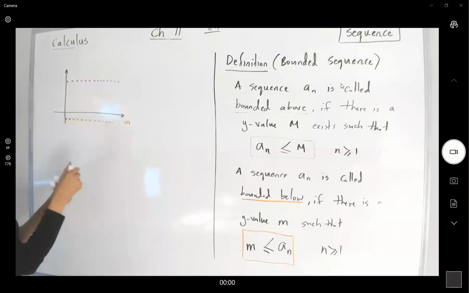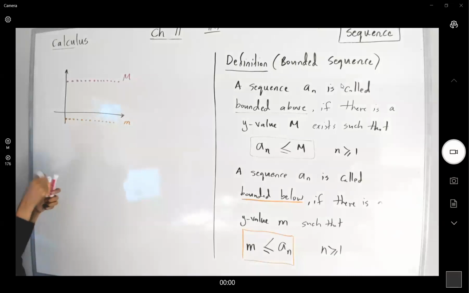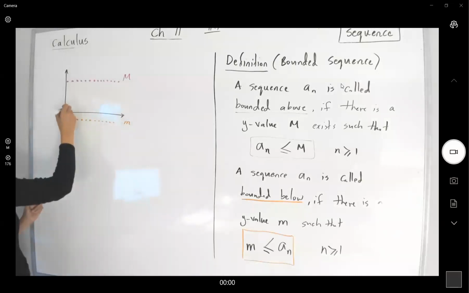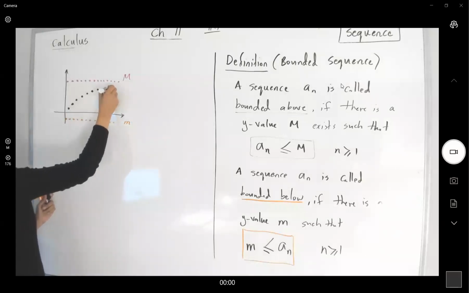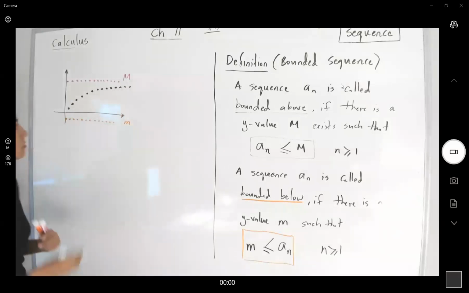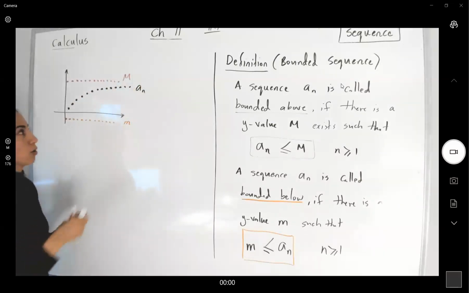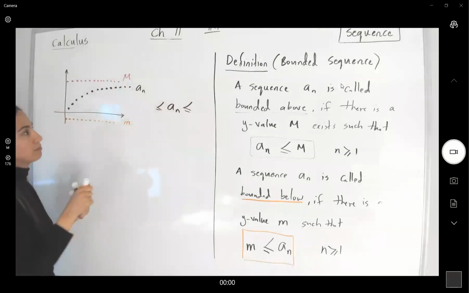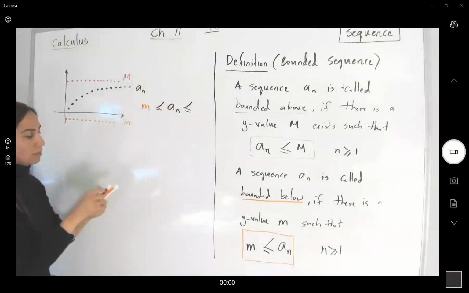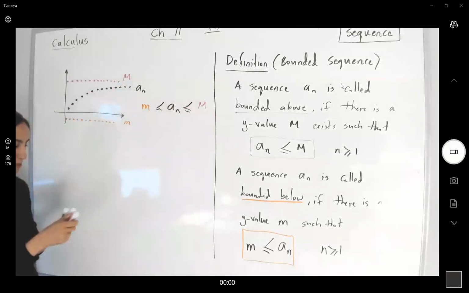This is your M, capital M and small m. And your sequence is like this. Starts from this point, this point. This is sequence A. So as you can see, for example, for this sequence, it's bounded above and it's bounded below. So a sub n, the y values, are bounded between m and M. This sequence is bounded above and bounded below, so it's just bounded.